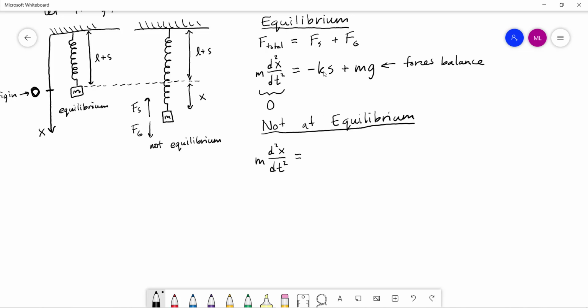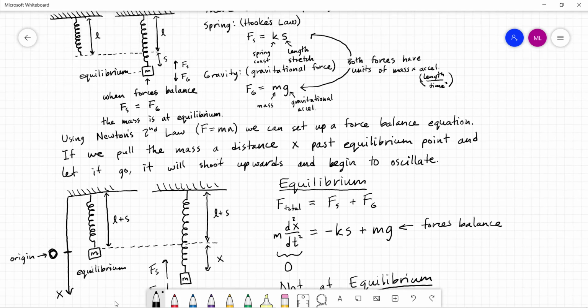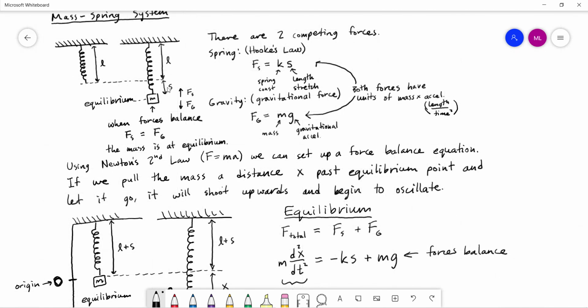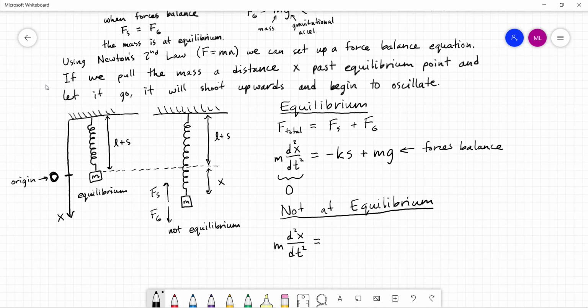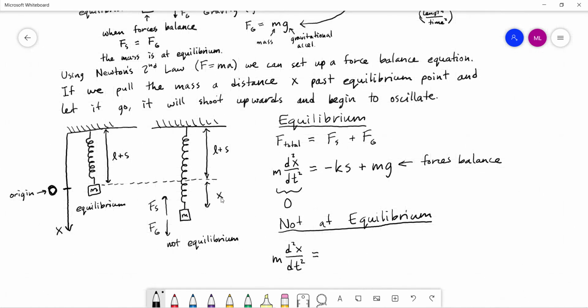But this one is going to be different because now, instead of having stretched the spring just a distance s relative to its natural length, right? at equilibrium, we've just stretched it a distance s. Now we've stretched it an additional distance of x past that s point. So here's the old natural length of the spring. If you want to think about that, that would be over here.